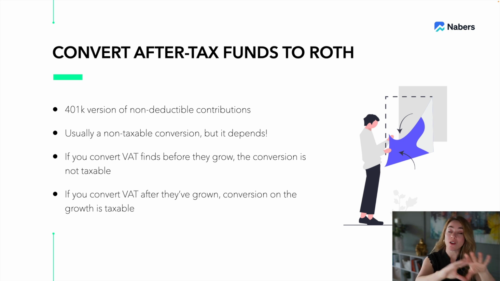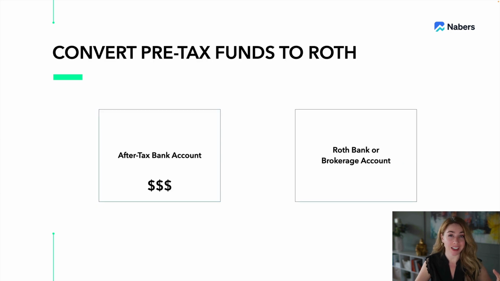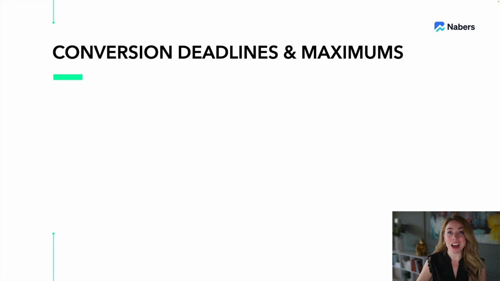Put those funds in your after-tax bank account and let them sit in the bank account for a couple of days. There's no growth on those funds while they're in the bank account. They're pretty much just sitting there. And then, after a couple of days, you just do a wire or an ACH and move those funds from the voluntary after-tax bank account into your Roth bank account. And that's pretty much all you need to do from a mechanics standpoint of getting that conversion completed.